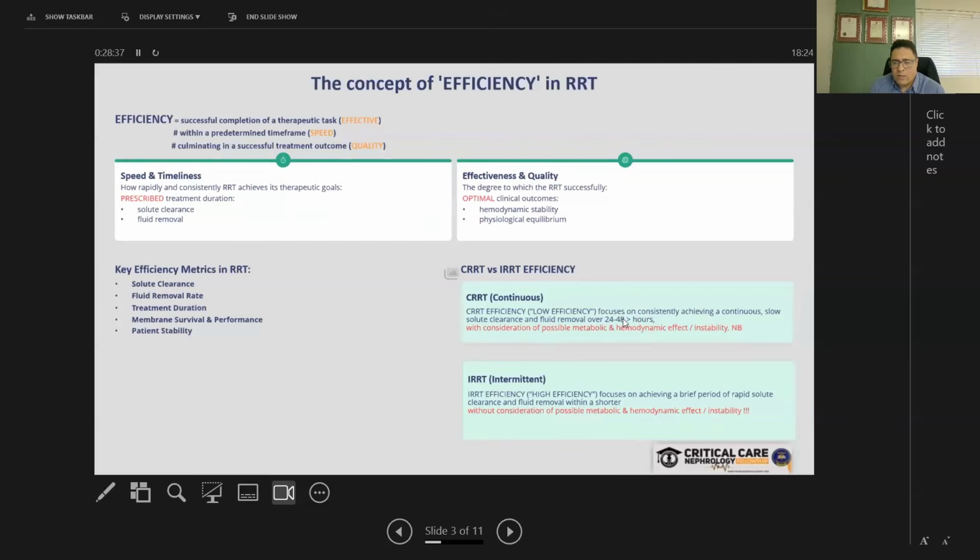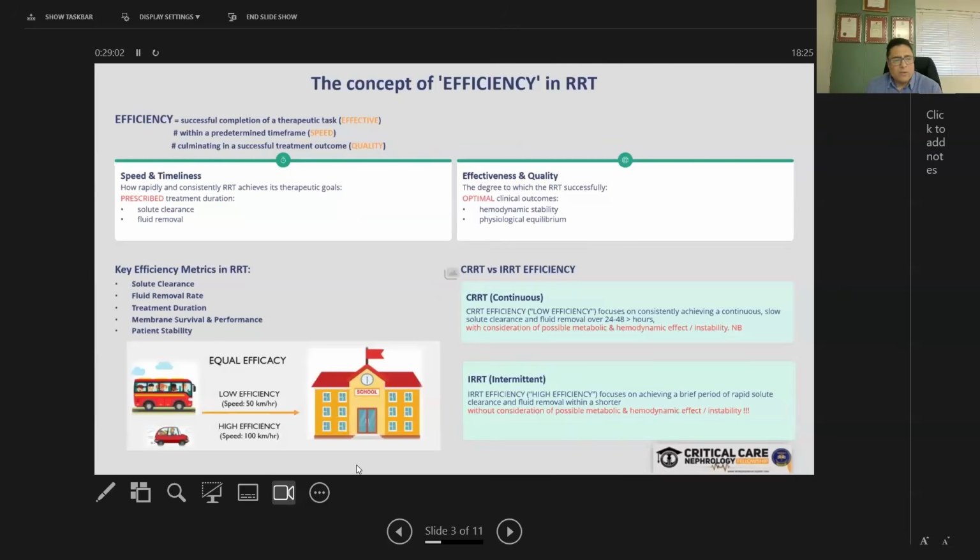and can go on, as I said, up to 96 hours, with, most importantly, consideration of the possible metabolic and hemodynamic effects that you are having with that machine. Intermittent therapies, you are really not that considerate about whether the patient is metabolically or hemodynamically affected by this, because you would not use intermittent therapies in patients who are highly stable.